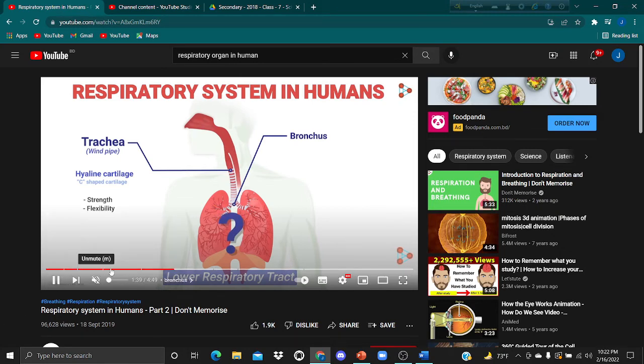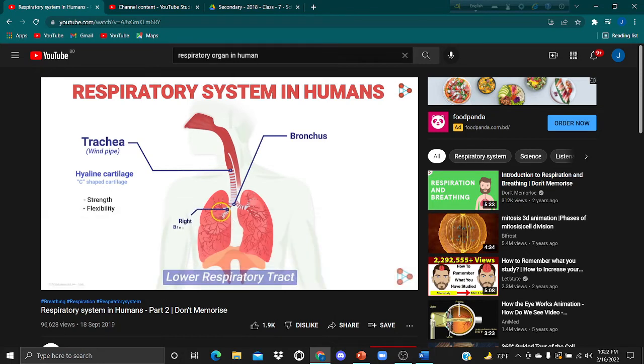The trachea divides into two bronchi near the lungs and enter into the left and right lungs. They are called the right and left bronchus, plural bronchi. After entering into the lungs, these branches again divide into innumerable branches. They are termed bronchioles. The structure of a bronchus is like the trachea.